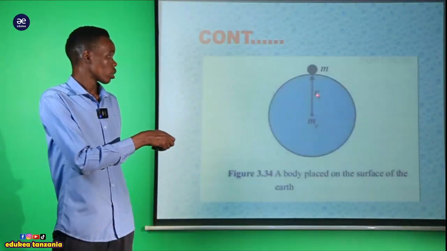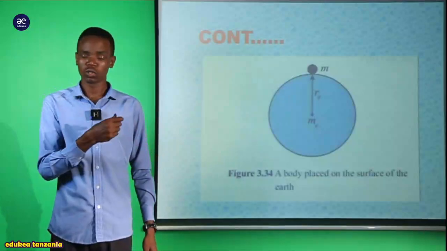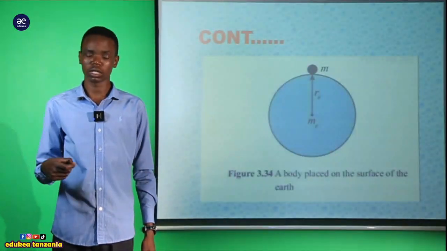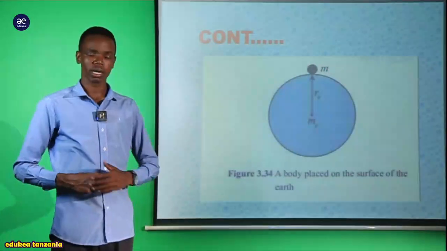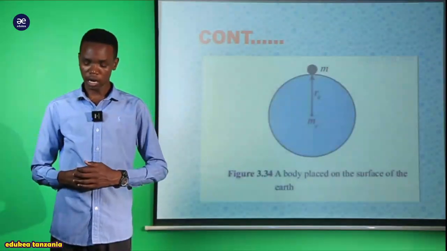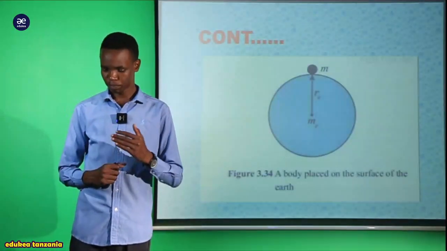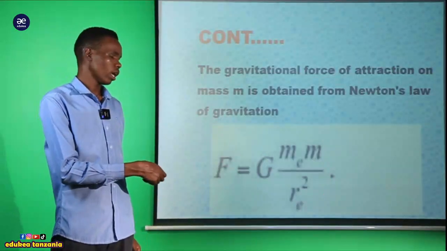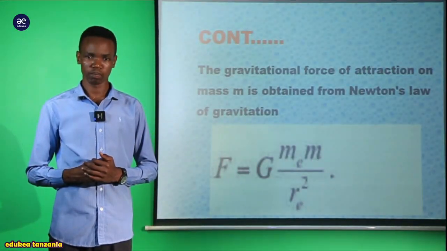It means that the force of attraction which is exerted here should be equal to G. This G means the gravitational constant, times the mass of an object, then we multiply it by the mass of the Earth, and after that we divide it by the radius of the Earth. So this should be our formula for obtaining the force of gravitation.